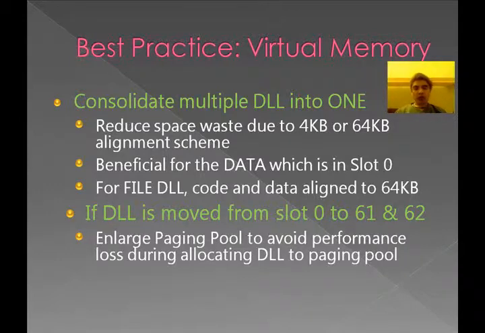And as you know, the file section DLLs are 64K aligned, however the module section DLLs are 4K aligned with some restrictions. If the DLL is moved from slot 0 to slot 61, then what you will need to do is enlarge the paging pool. The reason is to avoid the performance hit you are going to experience when the module is going to be paged out and paged in. So that's why you need to have the paging pool bigger, so the DLL won't be paged out frequently.